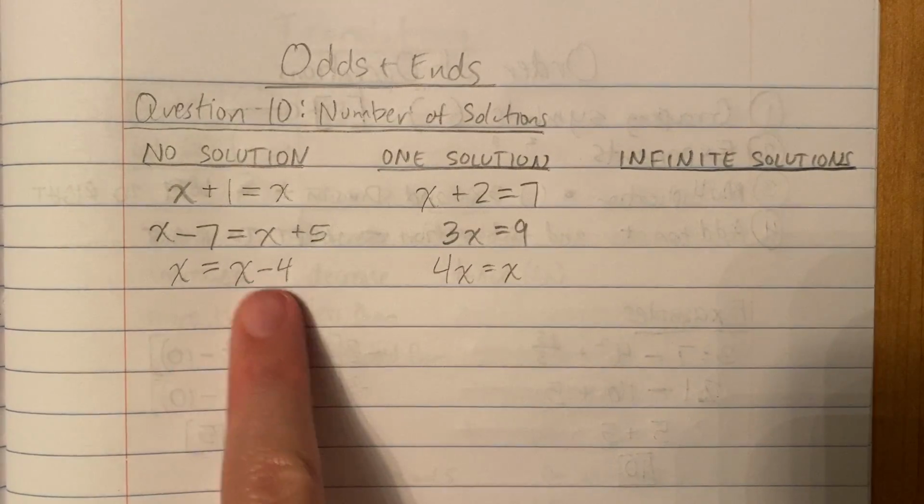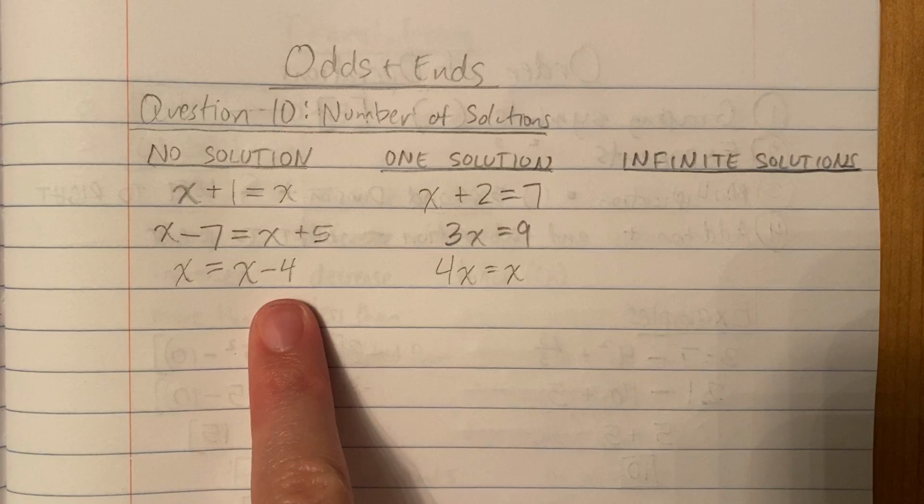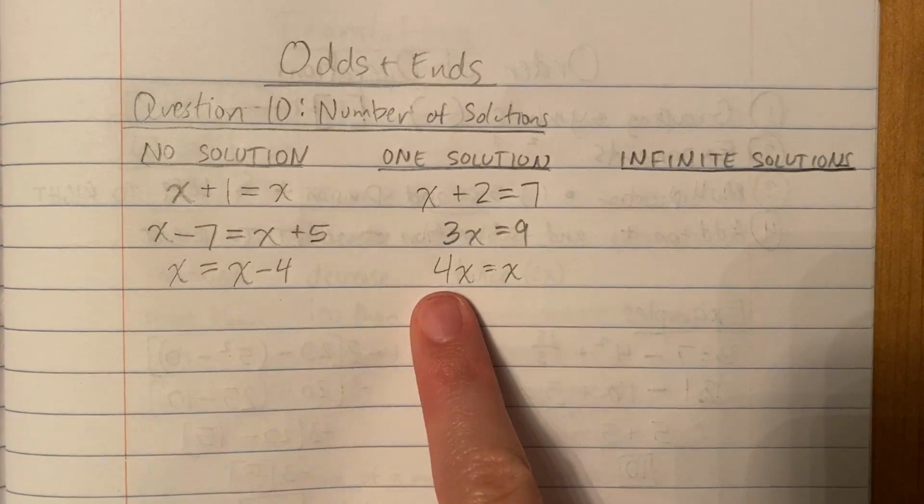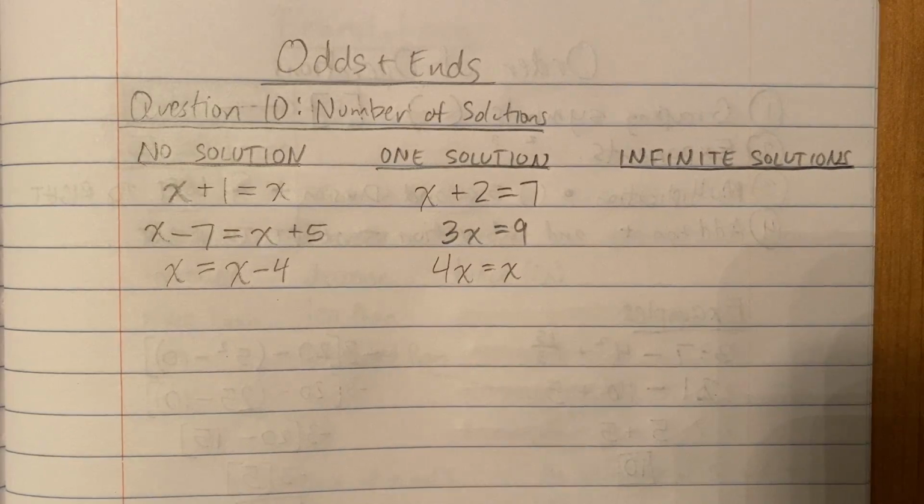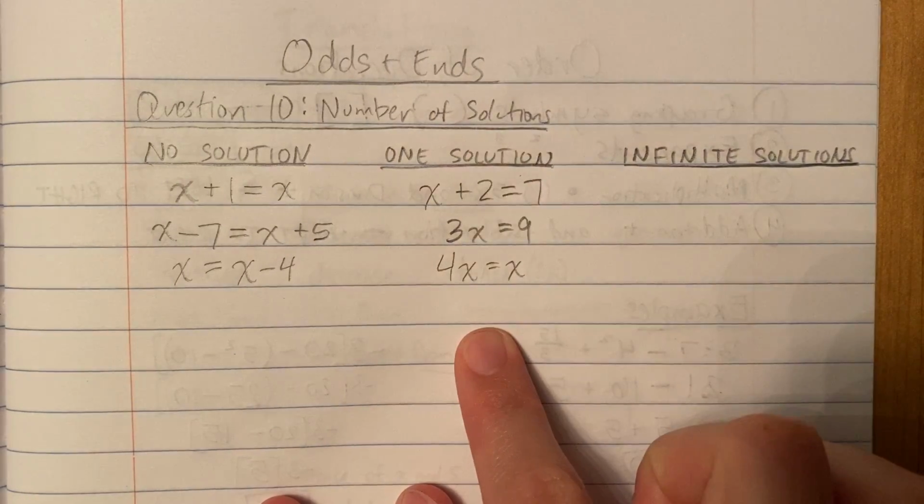Okay, so careful. Notice here, there were things being added and subtracted. That for sure is going to change the number. Multiplying by a number does usually change the number unless the number is 0. Okay, so these have one solution.